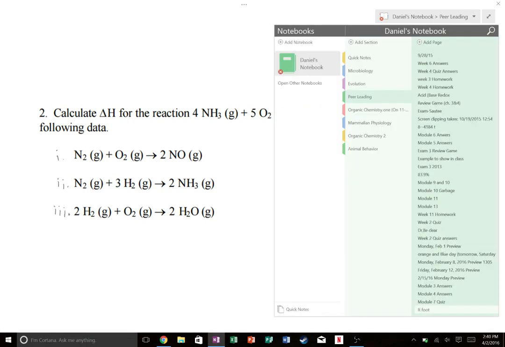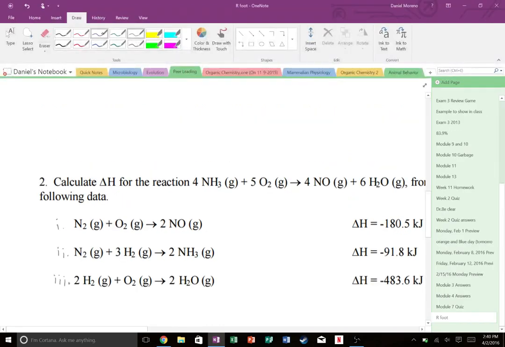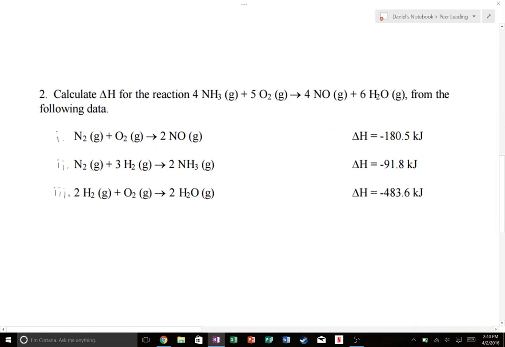So let's go ahead and do the same thing that we did on the other reaction. Let's start off with the first reactant, which is 4 ammonias. In our reactions we see that we have 2 ammonias over here. But are 2 ammonias and 4 ammonias the same? No, so we're going to have to multiply this entire equation by 2.